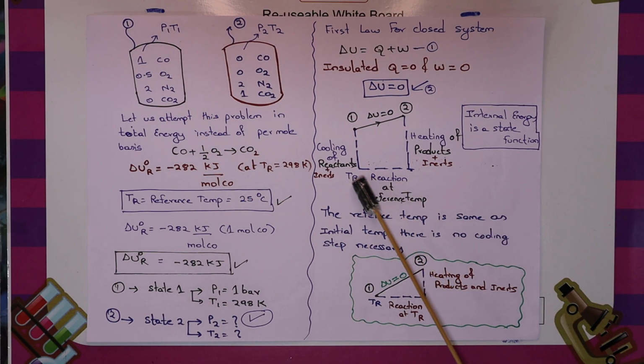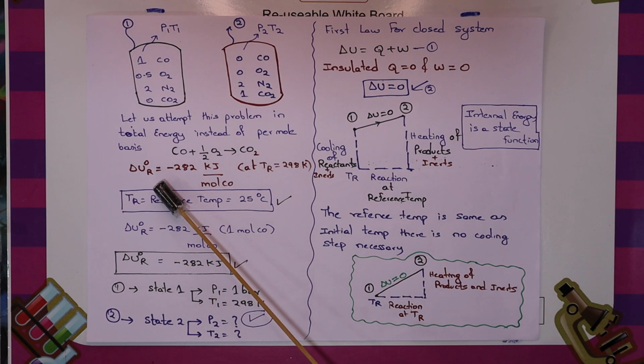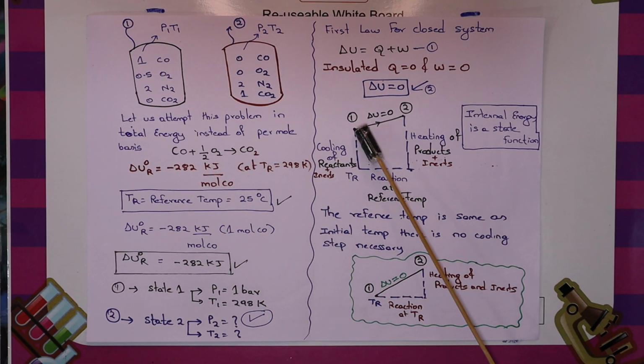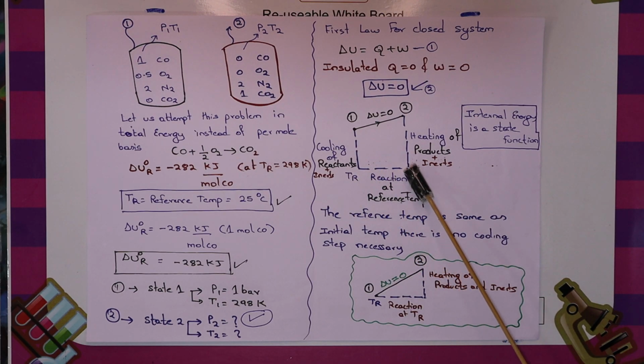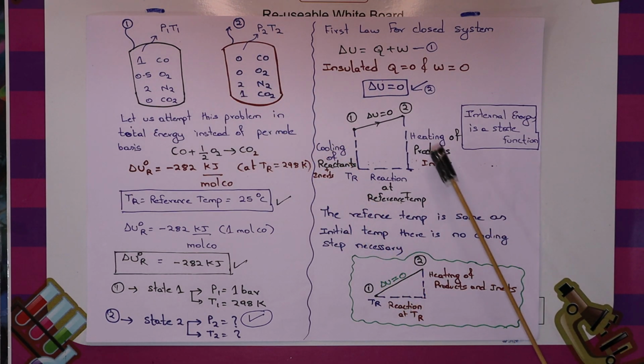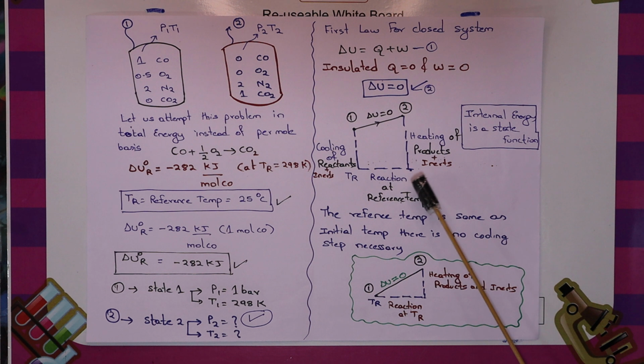Then you conduct the reaction at reference temperature, because the value of change in internal energy of the reaction is given at 298 Kelvin. That means you need to cool down the reactants and inerts to reference temperature, conduct the reaction, and again increase the temperature of the products. These are our products, which are at a different temperature. So, heating of the products and inerts from reference temperature to state 2.